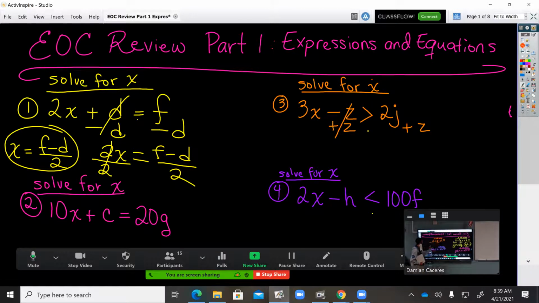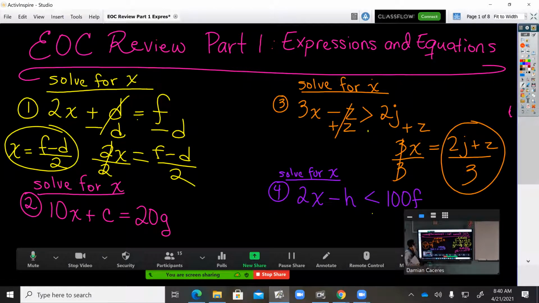Now, on the left side, we have 3x, and on the right side, we have 2j plus z. You can't actually add z to 2j, so we write it out, 2j plus z. Now last step is always division. You're dividing by 3, the coefficient, on both sides. And that's it. Now you have the answer. X equals 2j plus z divided by 3.